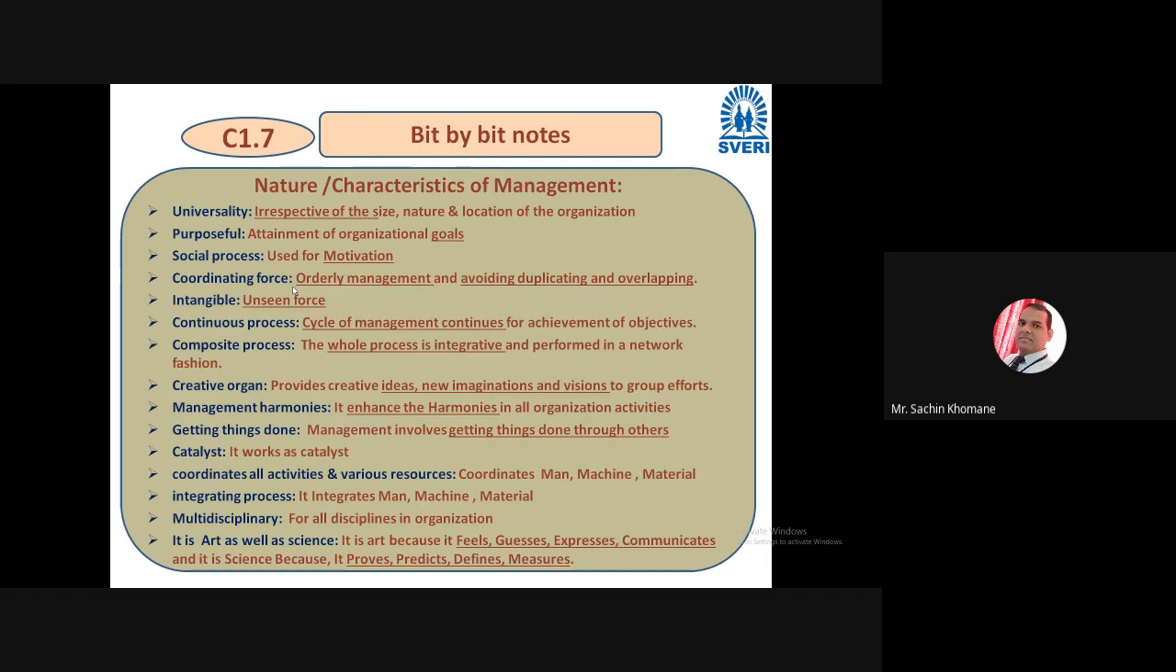So let us start the bit-by-bit discussion of the first bit of this unit: nature or characteristics of management. You understood the meaning of management here, right? Getting the things done through others, or employees, or subordinates. So now, what are the characteristics of management? Let us discuss one by one. But before discussing these characteristics, you should know, again I am telling, what is management.